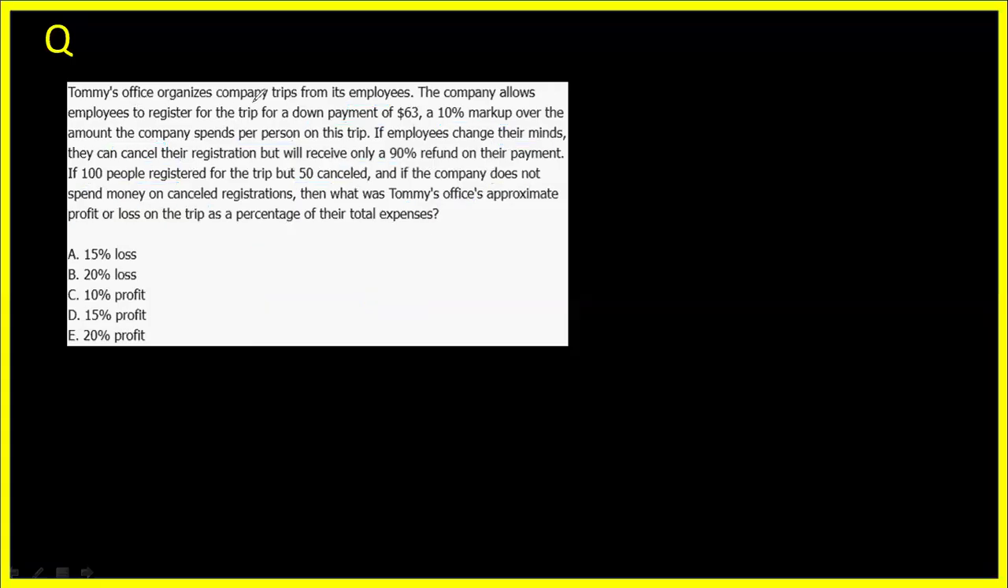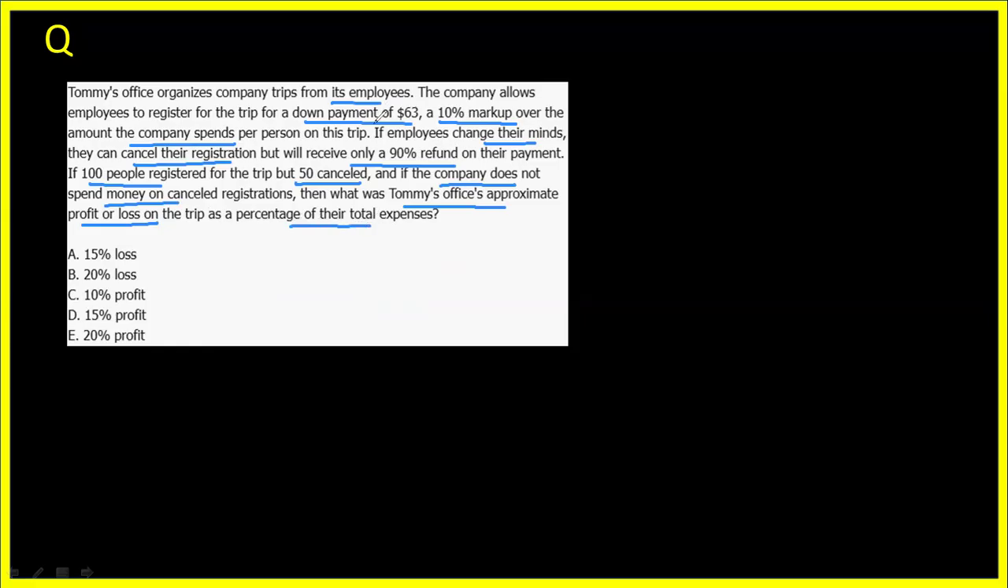Tommy's office organizes company trips for its employees. The company allows employees to register for the trip for a down payment of $63, a 10% markup over the amount the company spends per person on the trip. If the employee changes their mind, they can cancel their registration but receive only 90% of the refund on their payment. If 100 people registered for the trip and 50 cancelled, and if the company does not spend money on cancelled registrations, then what was Tommy's office approximate profit or loss on the trip as a percentage of their total expenses?